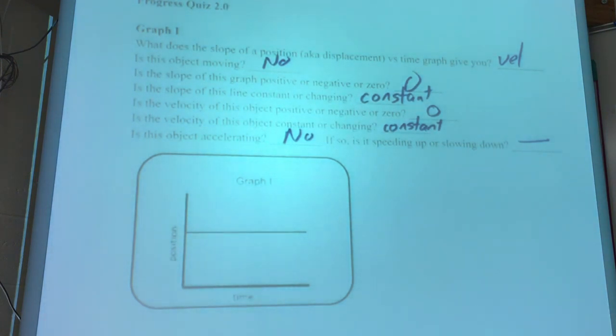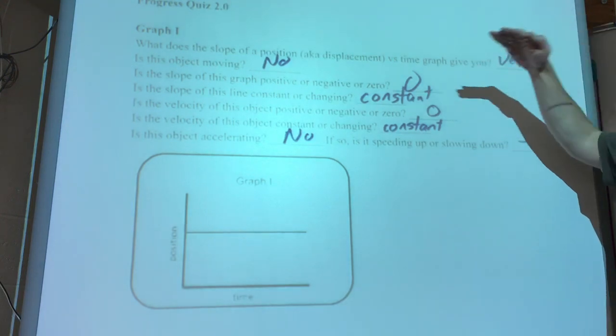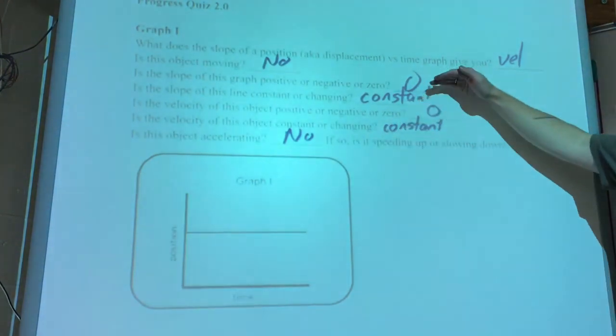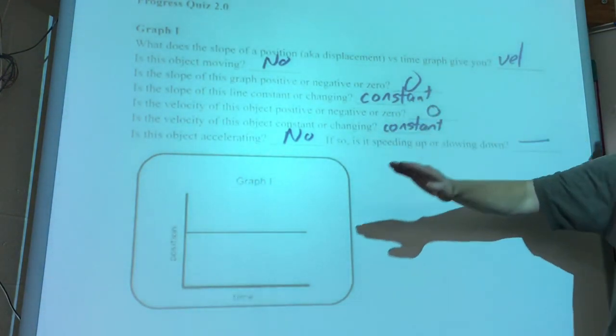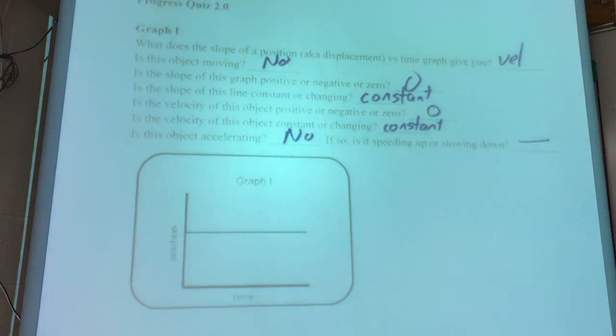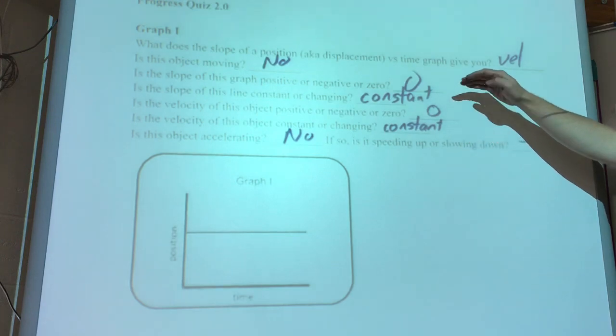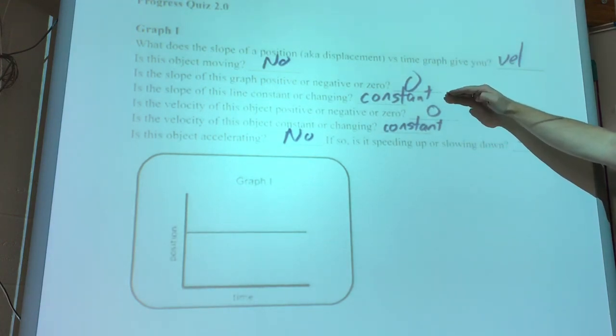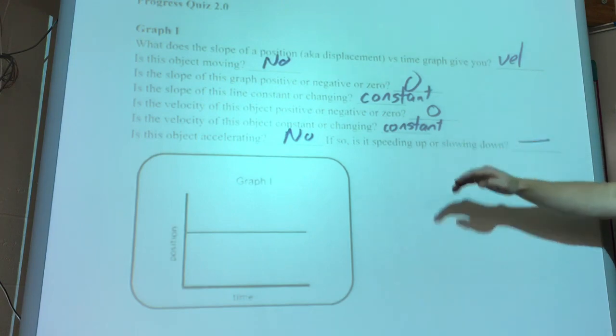The other way to determine whether the object is moving is to use these next pieces. We could say, what is the slope? Is it positive, negative, or 0? Flat line, 0 slope. Slope is constant or changing. Straight line, therefore, slope is constant. Because slope means velocity, if the slope is 0, that means my velocity is 0. If my slope is constant, that means my velocity is constant.